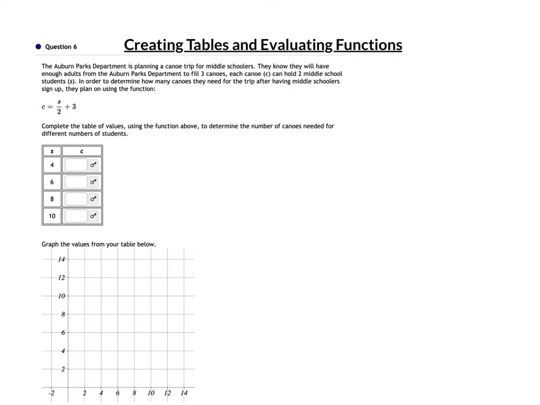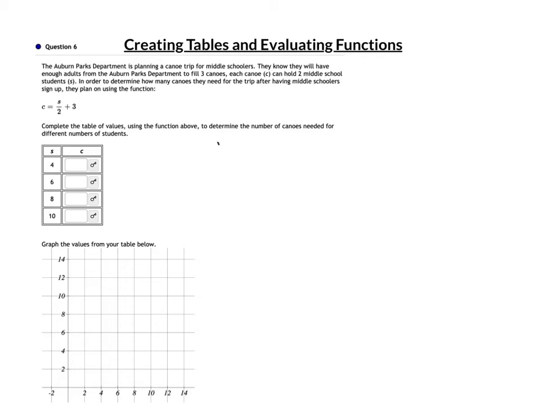In order to determine how many canoes they need for the trip after having middle schoolers sign up, they plan to use the function C equals S over 2 plus 3. The canoes equal the number of students divided by 2 plus 3. Complete the table using the function above and determine the number of canoes needed for different numbers of students. The first value in the table is S is 4.